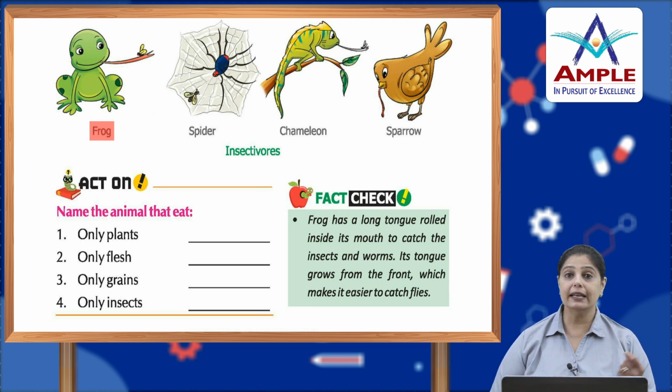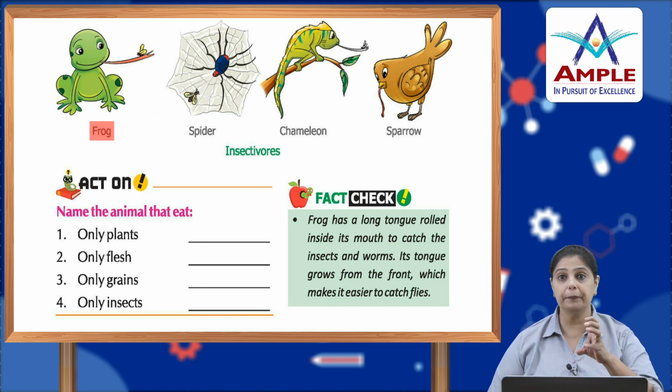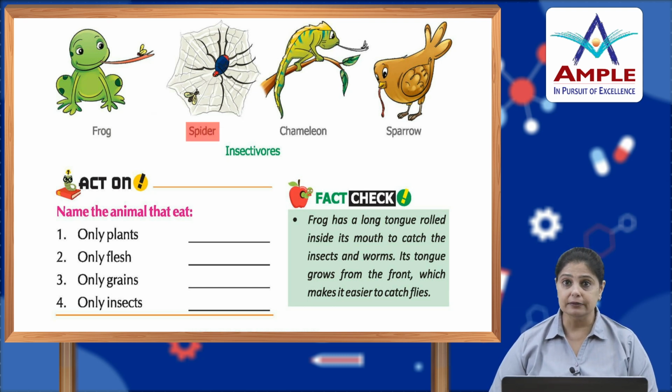So next time you see a frog, you know it has a long, sticky tongue on which the prey or the insect gets stuck, and then it pulls it inside. Now, spider, chameleon, and sparrow are all insect eaters. Now, insectivores.